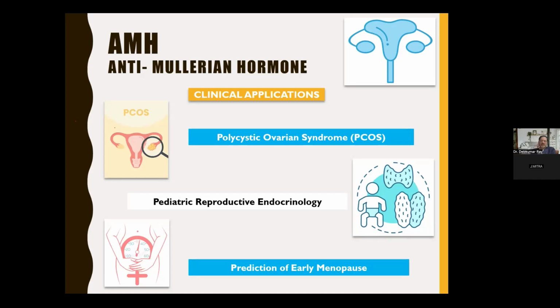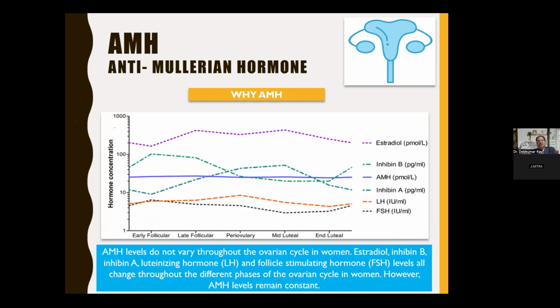it can assess the ovarian age. It can assess the ovarian age. That's why early menopause can be predicted. And the next one is AMH. Levels do not vary throughout the ovarian cycle of women.